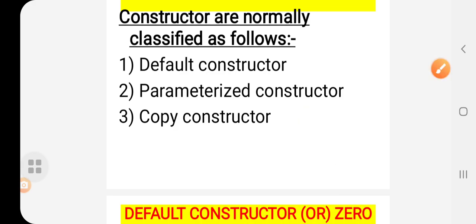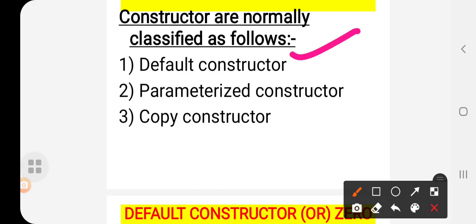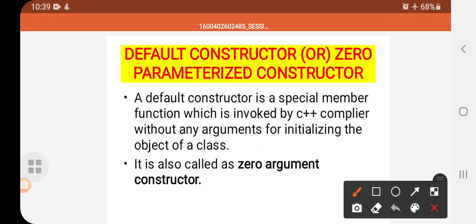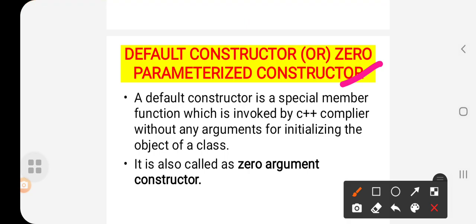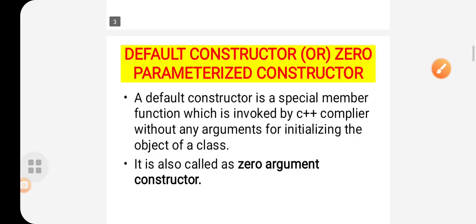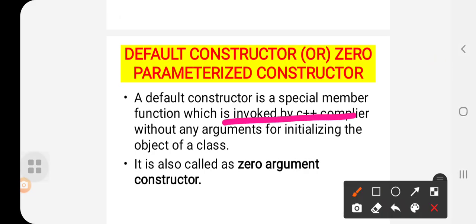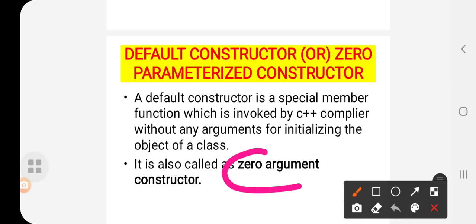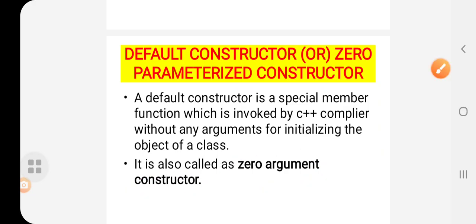So first, the type of constructor we will see is the default constructor. Look at this. A default constructor is a special member function which is invoked by the C++ compiler without any arguments for initializing the object of the class. It is also called a zero argument constructor.